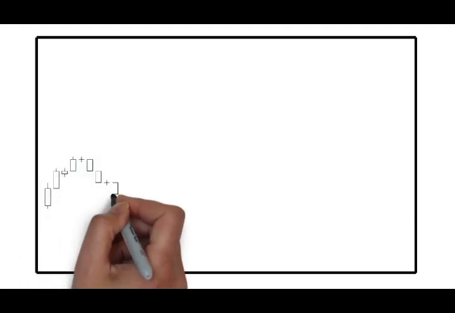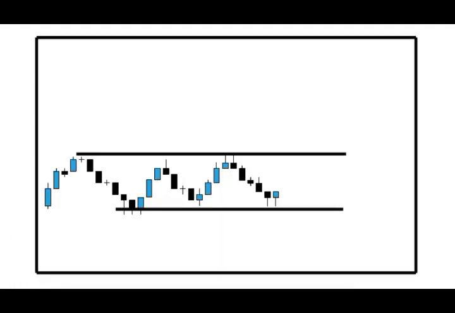Tweezer Tops is a bearish reversal signal, so we will only look for it in an uptrend. On the other side of the trend, we can find the opposite signal, which is called the Tweezer Bottoms and is a bullish reversal signal.